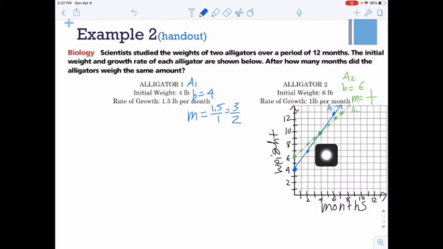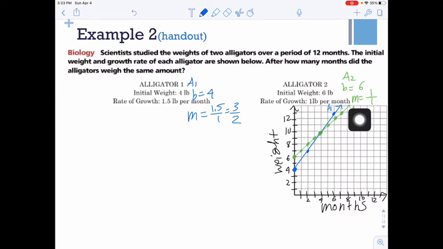For alligator 2, we're going to start up at 6 on the y-axis, and using our slope of 1 over 1, we will go up 1 to the right 1, up 1 to the right 1, and we'll continue this until we have enough points to fill in our graph. Notice that we're not going to extend either of these lines in the opposite direction. We only care about the weight that the alligator started at when the study began and for the following 12 months.